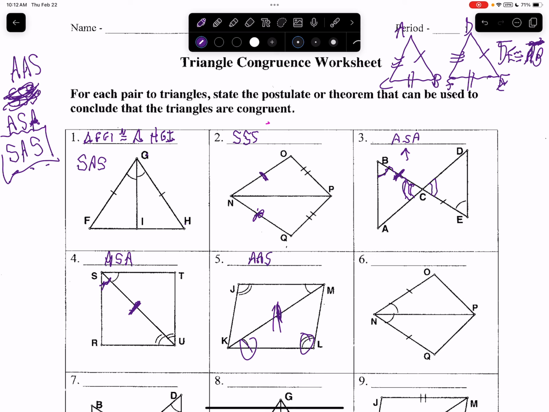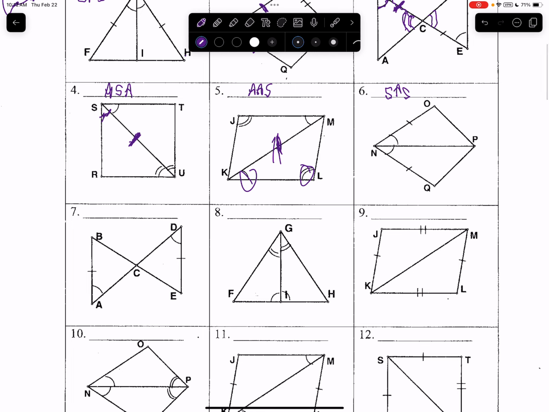Stop this and see if you can get them. Side, angle, side. Angle, angle, side. So this kind of gives you an idea.